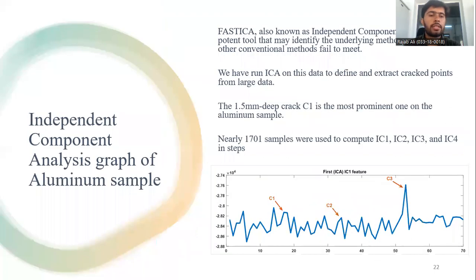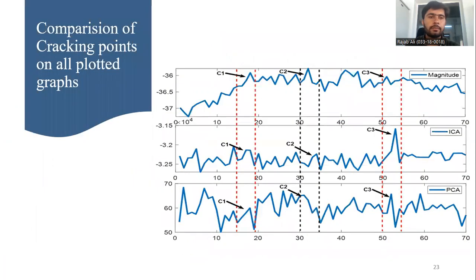After that, we used independent component analysis, and the graph is plotted here. Fast ICA, also known as independent component analysis, is a potential tool to identify the underlying structure when other conventional methods fail. We have run ICA on this data to extract crack points from a large data set. So the 1.5 millimeter deep crack C1 is the most prominent on the aluminum sample. Nearly 1701 samples were used to compute IC1, IC2, and IC3.